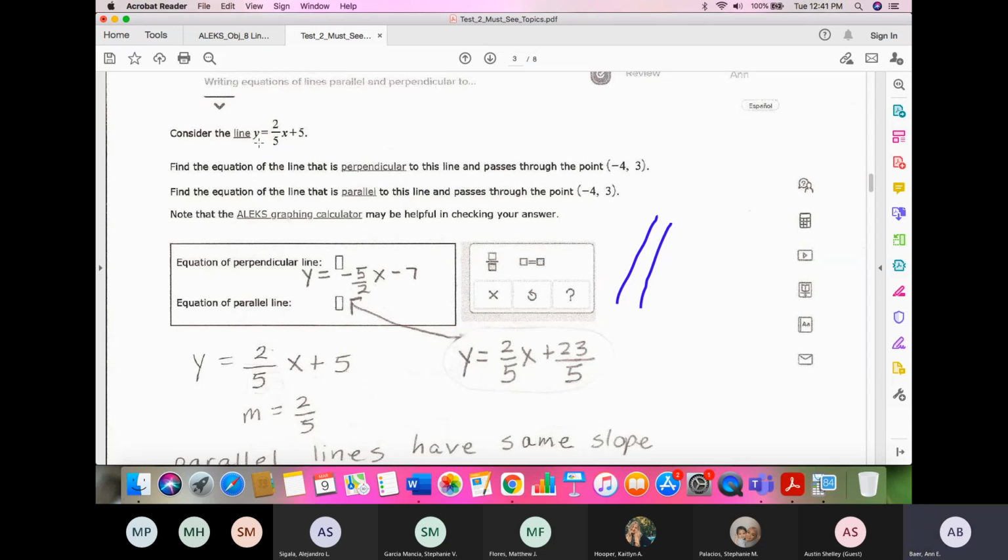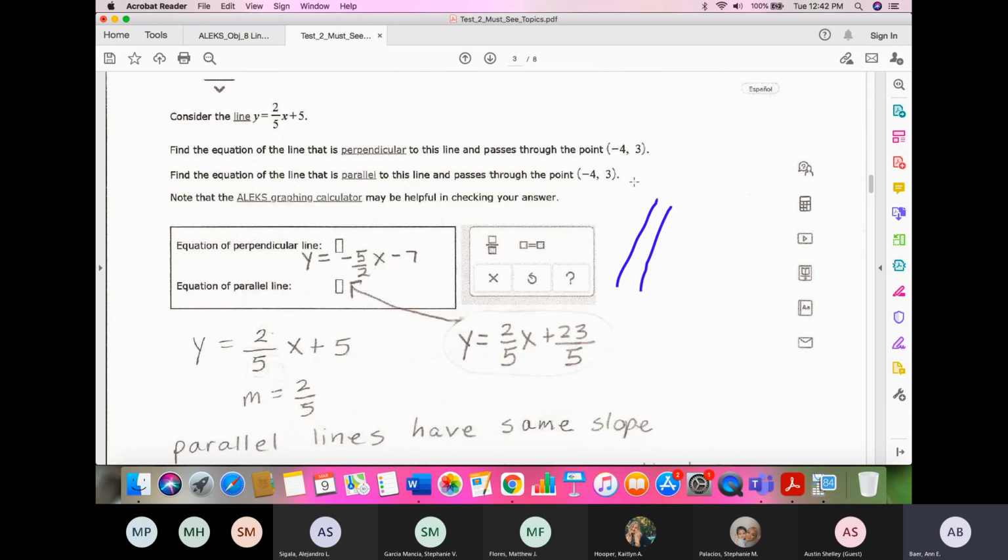So consider the line y equals 2/5 x plus 5. They've given us that equation in slope-intercept form so we can easily identify the slope of the line, which is this coefficient in front of x. The slope is 2/5. The slope of the given line is 2/5. We want to find the equation of the line that is perpendicular to this line and passes through this point. Also, we want to find the equation of the line that is parallel to the given line up here and passes through the same point.